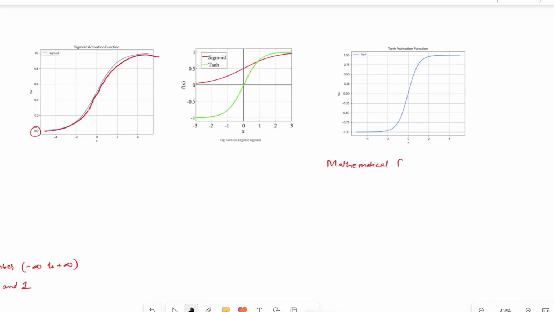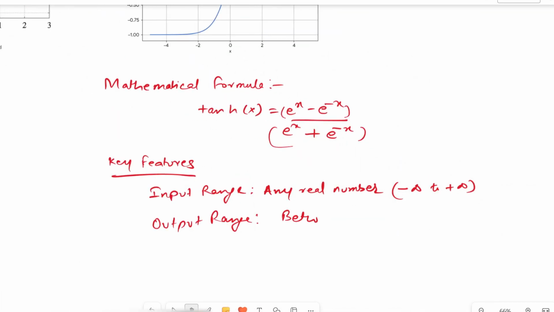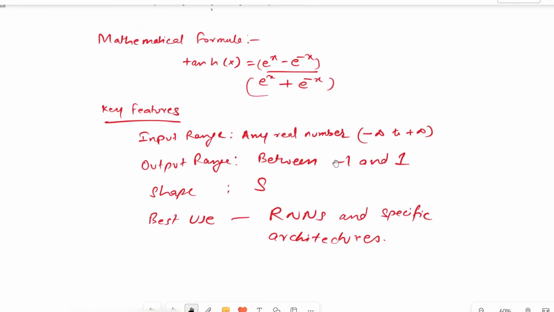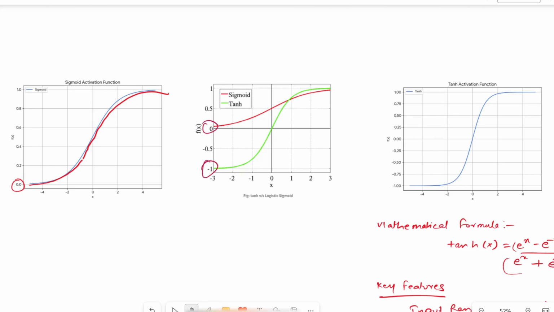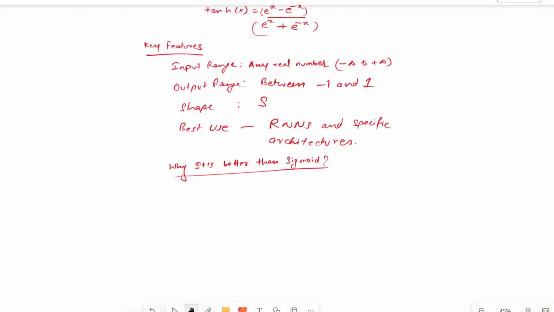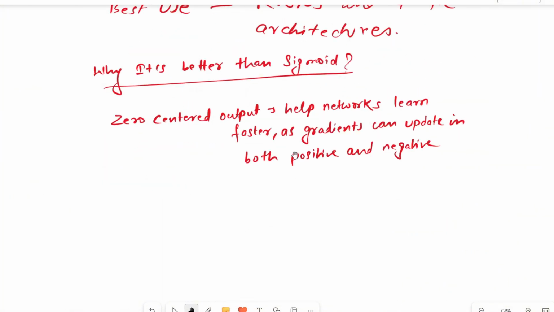That's all about sigmoid. Now we'll look into the second activation function, that is tanh, hyperbolic tangent. The formula is e to the x minus e to the negative x, all divided by e to the x plus e to the negative x. Tanh fixes one of the sigmoid problems. Instead of 0 to 1 output, it outputs from -1 to +1. That means it's centered around 0, and that actually helps networks learn faster. But tanh still has that vanishing gradient problem.